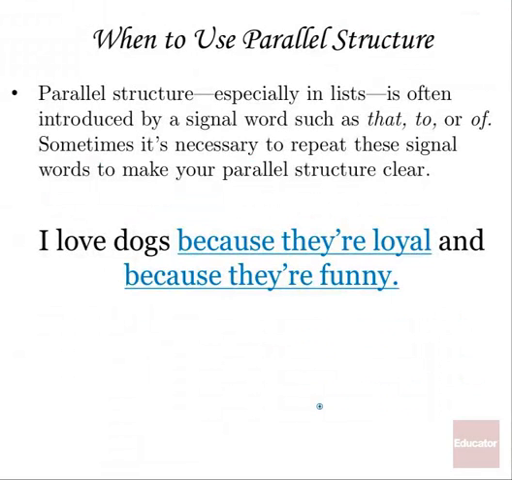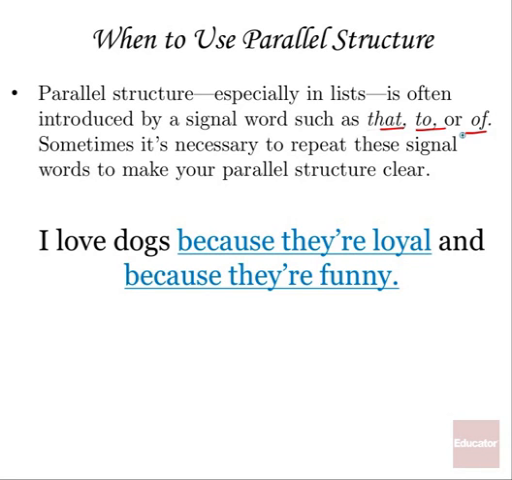Okay. Parallel structure, especially in lists, is often introduced by a signal word or a signpost word, such as that, to, or of. Sometimes it's necessary to repeat these signal words in order to make your parallel structure clear. Sometimes parallel sentences could have multiple meanings if you don't reuse your signposts. So, watch for your signpost words, which usually come right before the thing that's going to be parallel. And if necessary, repeat the signpost word in front of the second or third or whatever thing that's going to be parallel.